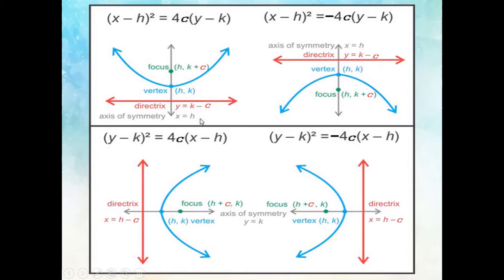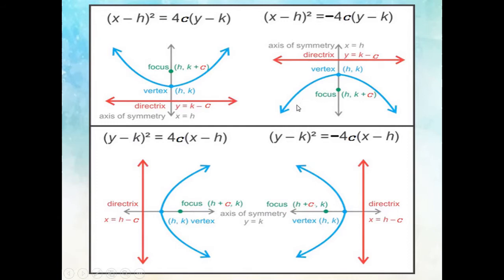Now let's have the second one. (x − h)² = −4c(y − k). The axis of symmetry is x = h. The directrix is y = k + c. The vertex is at (h, k) and the focus is at (h, k − c).